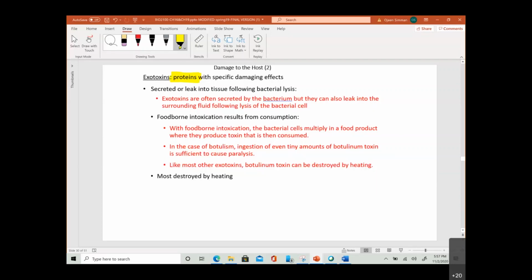So, for example, foodborne intoxication results from consumption. What that means is that the bacterial cells multiply in a food product, and then they produce the toxin. Then you consume or eat that toxin. An example is what happens in botulism. When you ingest small amounts of the botulinum toxin, it leads to paralysis.